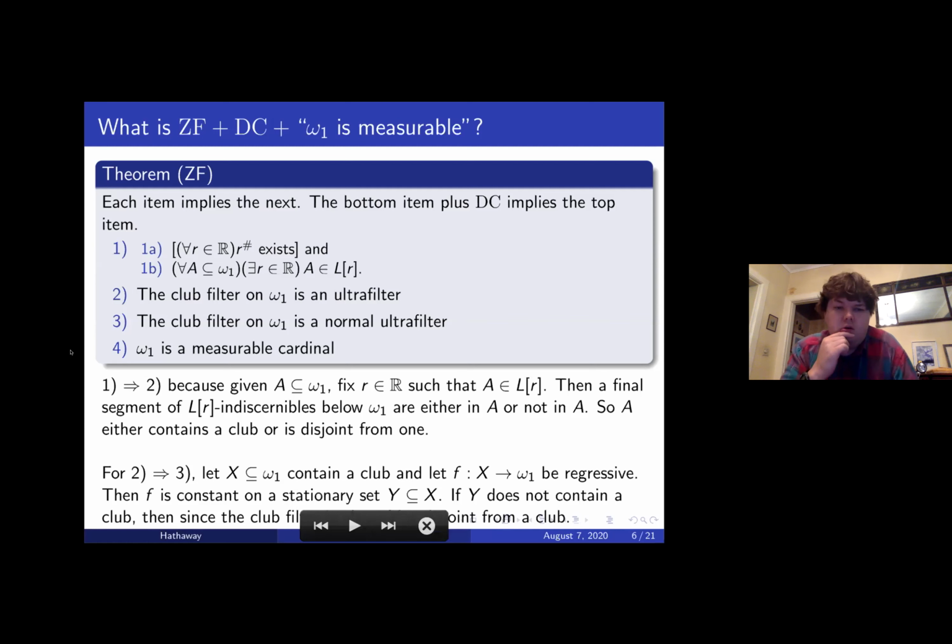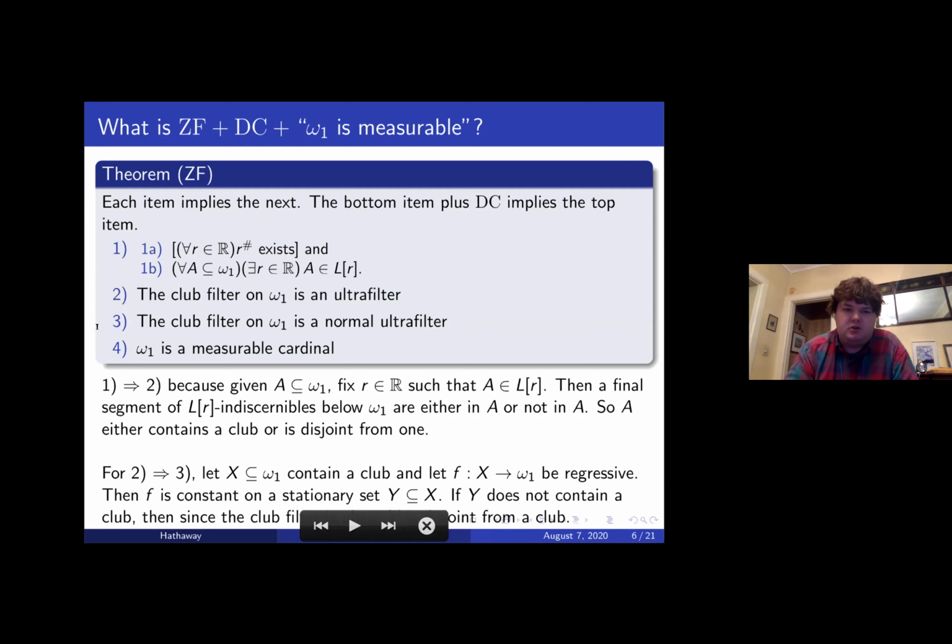Okay. All right. So I'm going to take a step back here, and I'm not claiming this theorem, but there's only one of these things that I'm really going to use later, which is every real has a sharp, and every subset of omega 1 is constructible from a real. And this should follow from DC plus the club filter on omega 1 is a normal ultrafilter. So that's really the only direction which I'm going to use later. So there is a mistake here, I guess.